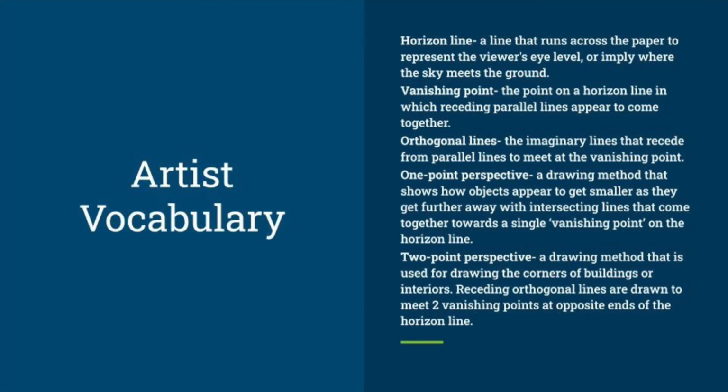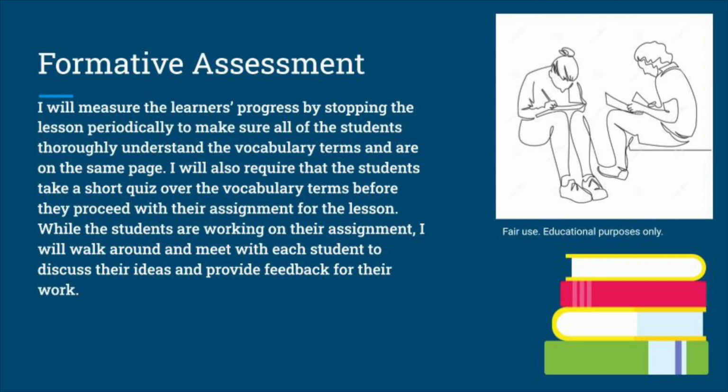So here are the definitions that the students are taught in this lesson. The definitions are horizon line, vanishing point, orthogonal lines, 1-point perspective, and 2-point perspective. I will measure the learner's progress by stopping the lesson periodically to make sure all of the students thoroughly understand the vocabulary terms and are on the same page. I will also require that the students take a short quiz over the vocabulary terms before they proceed with their assignment for the lesson. While the students are working on their assignment, I will walk around and meet with each student to discuss their ideas and provide feedback for their work.